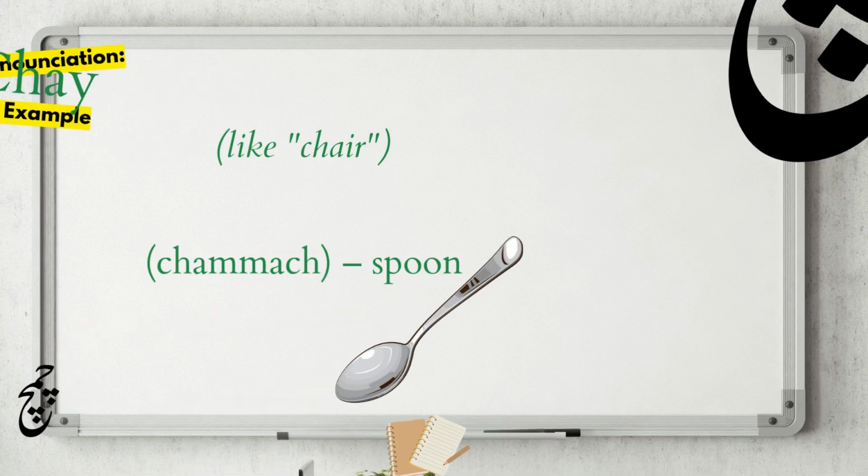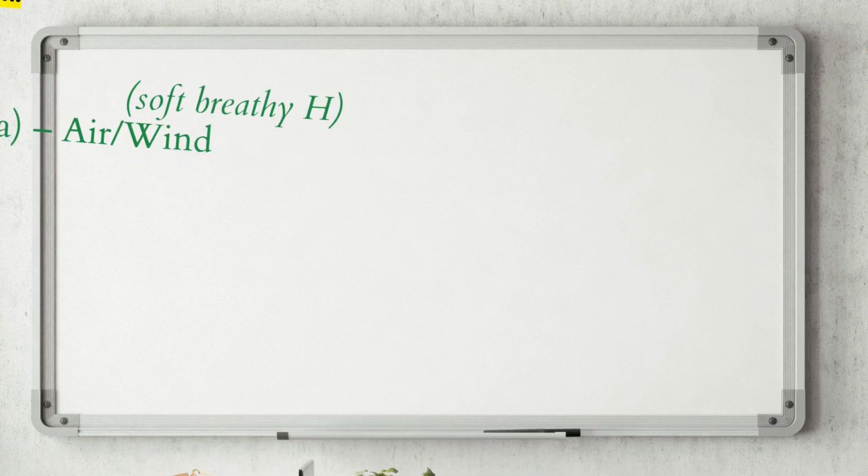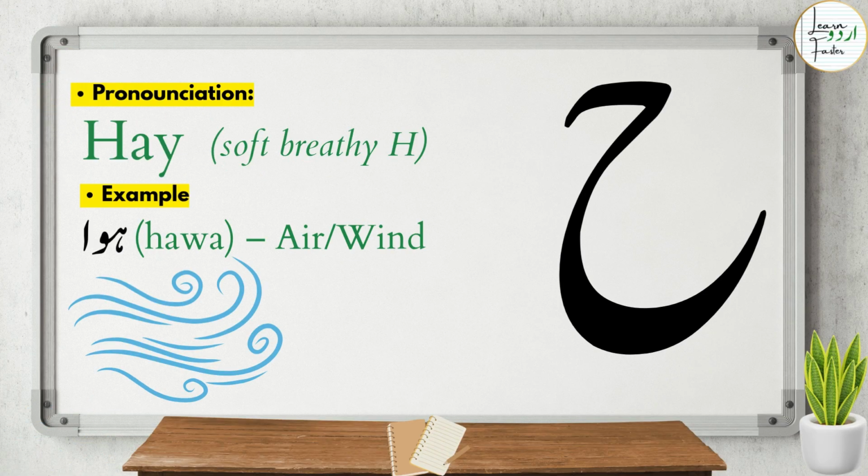Moving to the next alphabet, che. Che. Repeat after me. Che. It sounds like chair. Example word is chammach. In English, it's spoon. In che, there are three dots, nukte, in the center of it. Moving to the next letter. Next is hey.